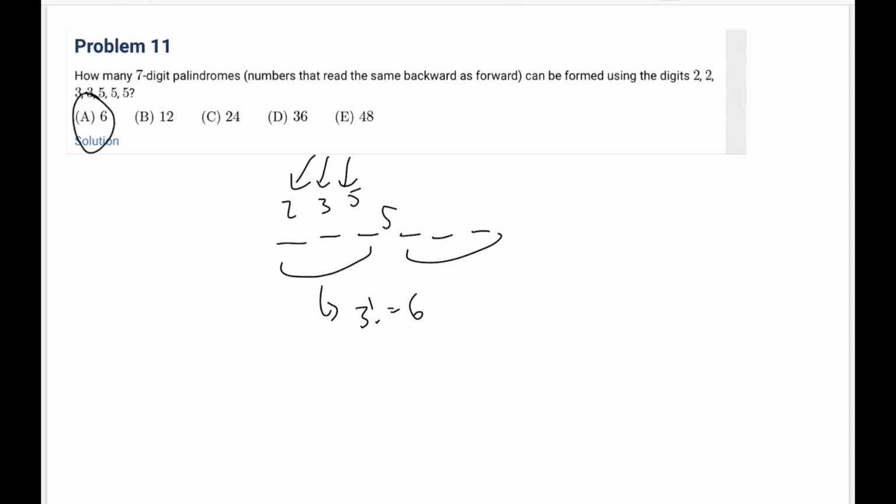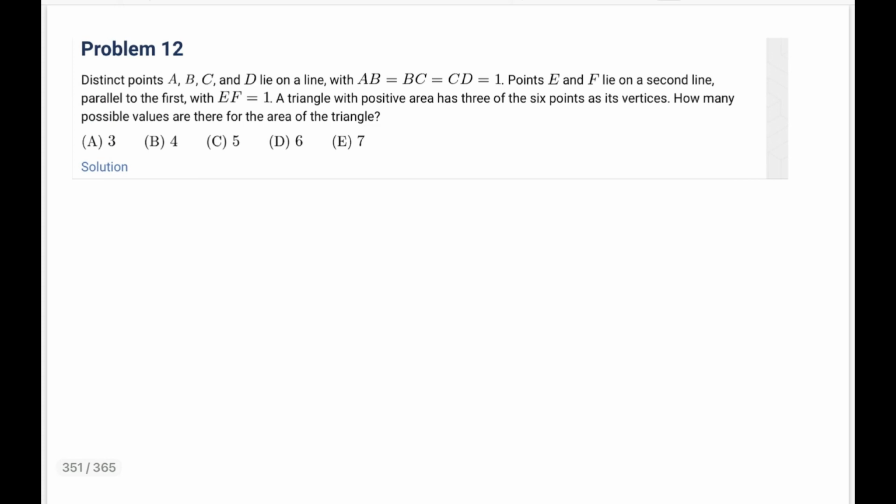The answer is A. Number 12, distinct points A, B, C, and D lie on a line with AB equals BC equals CD equals 1. So there's A, B, C, and D, and they all equal 1, right? 1, 1, 1. E and F lie on a second line parallel to the first with EF equals 1. So let's say that this is EF, this is 1. And so a triangle with positive area has 3 of the 6 points as vertices.